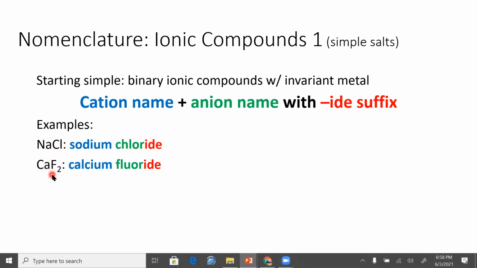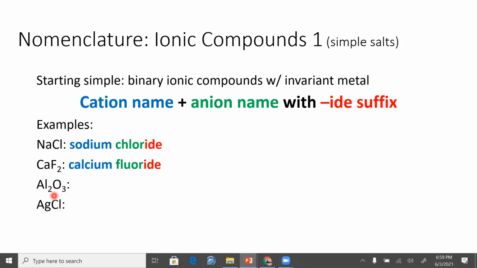CaF2. Ca is calcium. We don't do anything to the cation name. It's the name of the element. F is fluorine. We're going to make that fluoride. And the fact that there's a 2 here has nothing to do with the way we're going to name it. We're going to talk about where that 2 comes from. So let's say we have Al2O3. For simple binary ionic compounds, the subscripts have nothing to do with their names. So what would the name of this be?